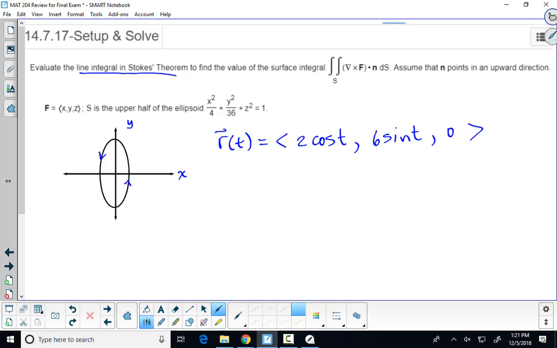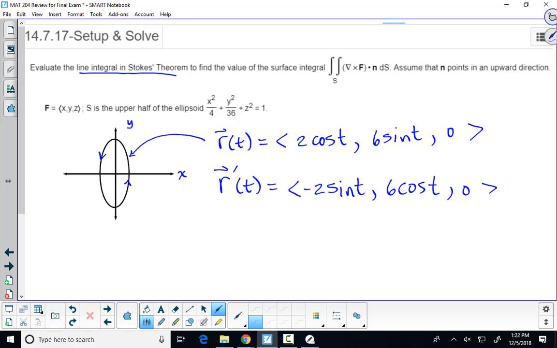Is z 0 because we're in the xy plane? Yes. So on this curve, z is 0. That half of an ellipsoid is touching the xy plane, so the curve is in the xy plane. So the z value for the curve is 0. How come we're only doing the xy plane again? Because they tell us to look at just the upper half of the ellipsoid. So that means that the boundary curve is on the xy plane, right? Do you agree? Oh, so that r(t) is for the boundary curve. Yes. This is that curve right here.